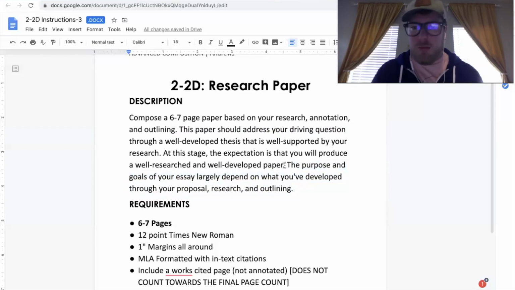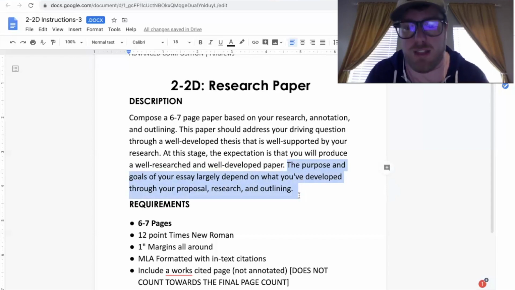But no matter what, you should be making some sort of argument. There is some sort of argument you're doing. Even if you're informing people, you're still making an argument because you're still trying to tell us what to think or how to interpret the information, what to think about that information.